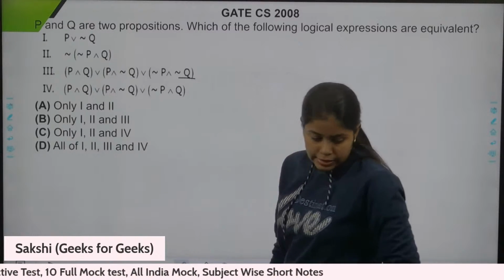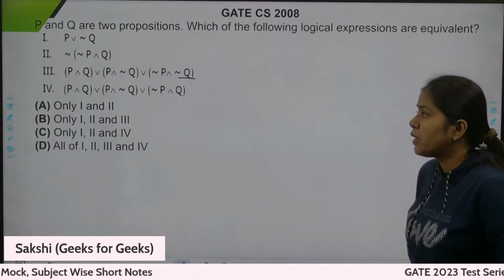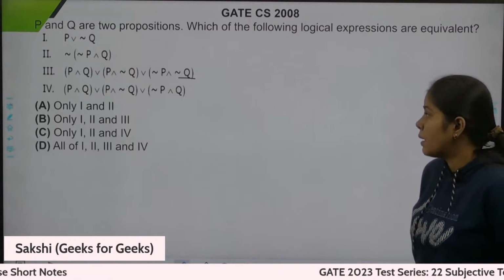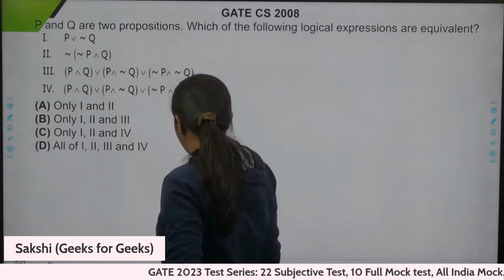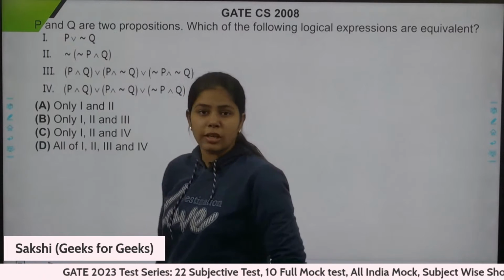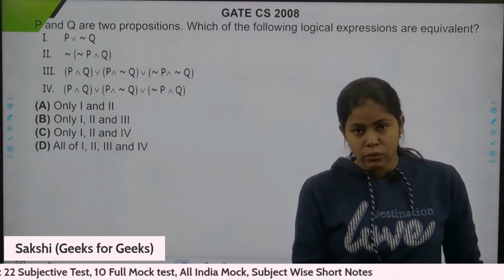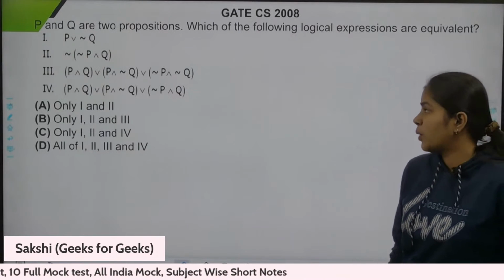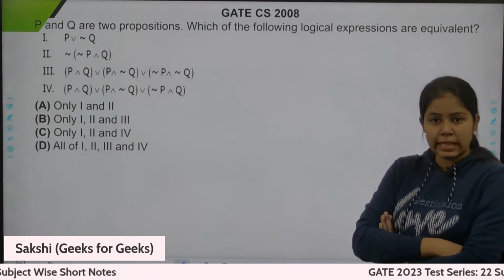So if I see this, the first statement is P or negation Q, right? So this is simplified. I cannot simplify it any further, right? Can you simplify the first statement more? No, we can't simplify P or negation Q. So what will we do? We'll take the second statement.